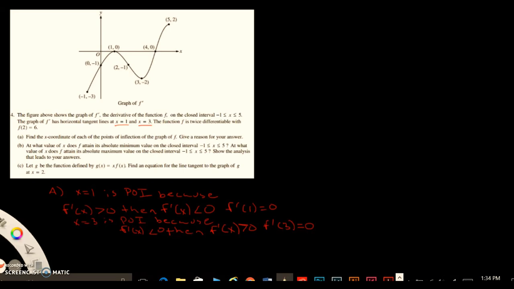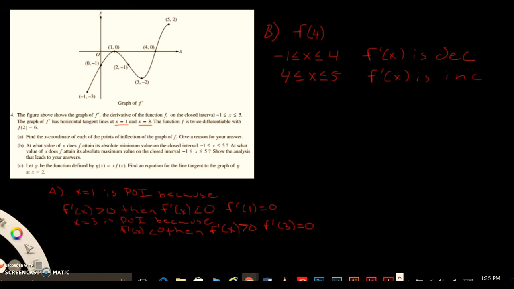The minimum is really easy to do. The minimum is going to be at f of 4. And the reason is, you would say for -1 less than or equal to x, which is less than or equal to 4, f prime of x is decreasing everywhere. And then for 4 less than or equal to x, which is less than or equal to 5, f prime of x is increasing.